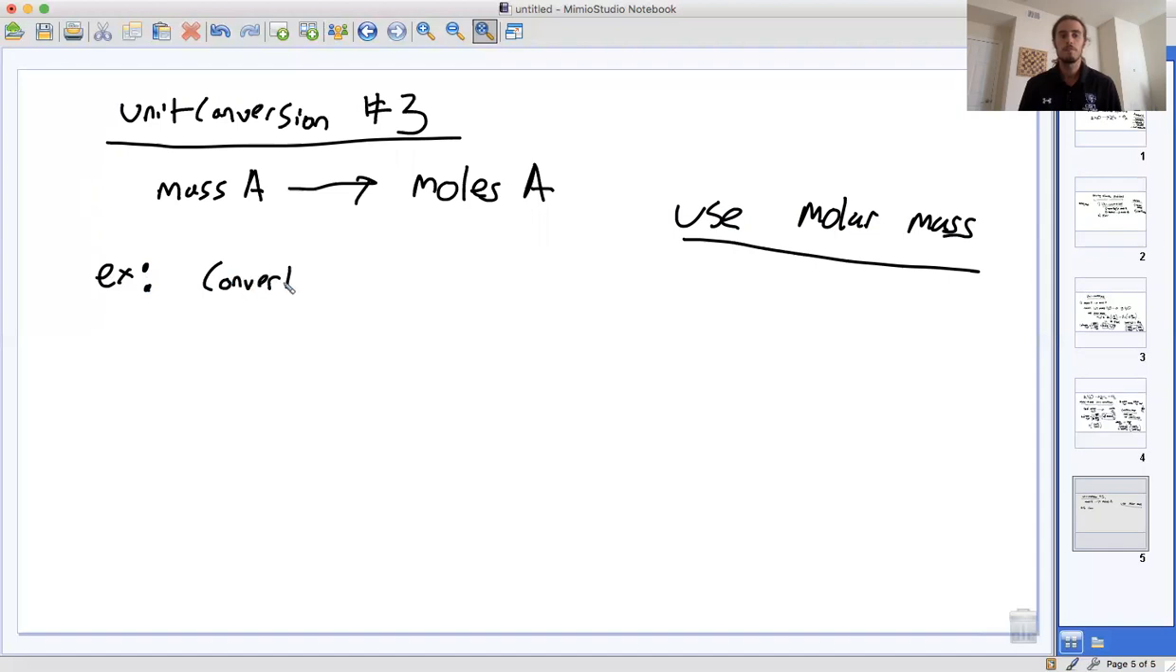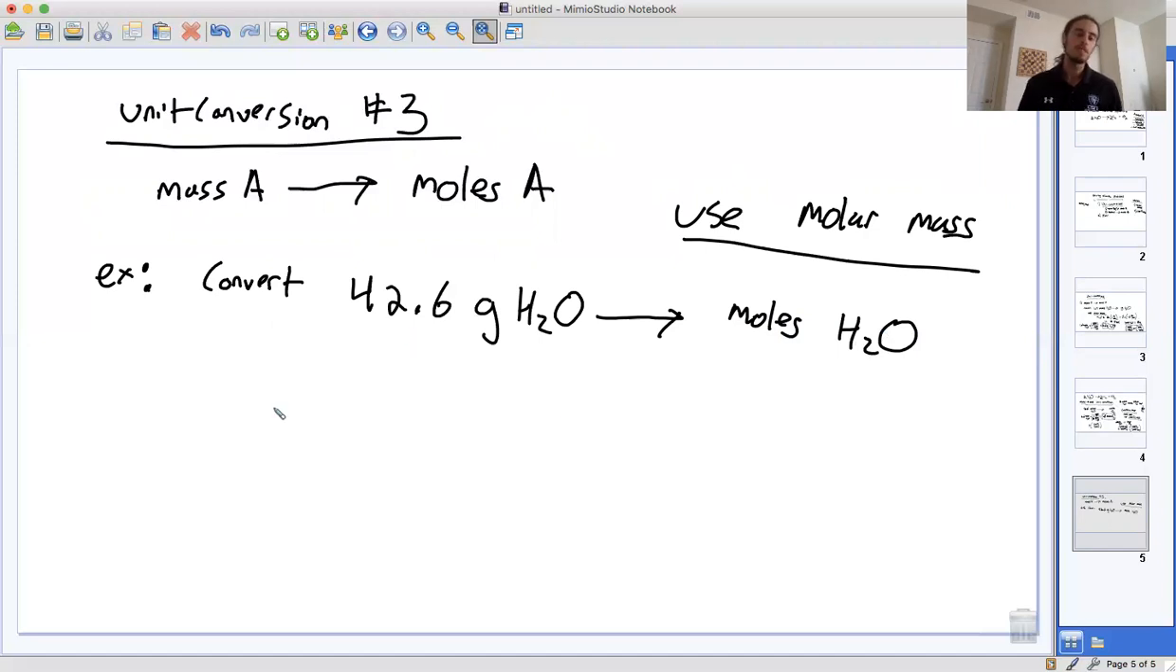So for example, convert, let's see, let's pick 42.6. Kind of a random number there. Convert 42.6 grams of water, right? Convert that to moles of water.